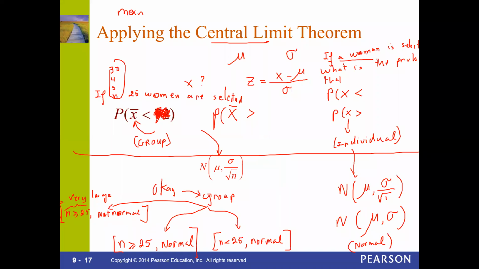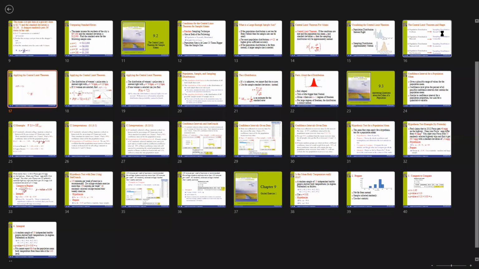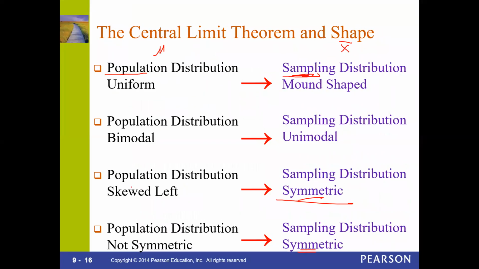And this is the thing that I wanted you to remember. Right here, what is it again? This little thing right here. In this one right here, if the population is skewed to the left, then you have to assume the distribution is symmetric. So you're going to assume this is normal for a semi-symmetric distribution.